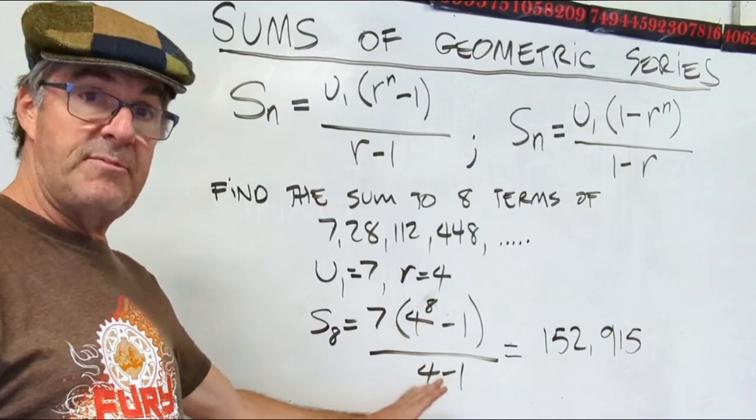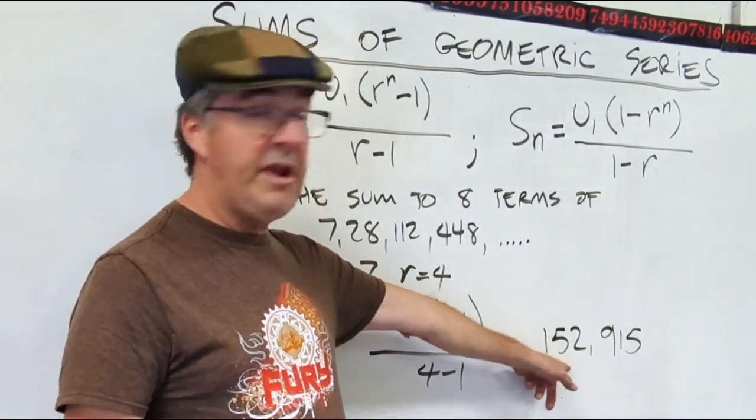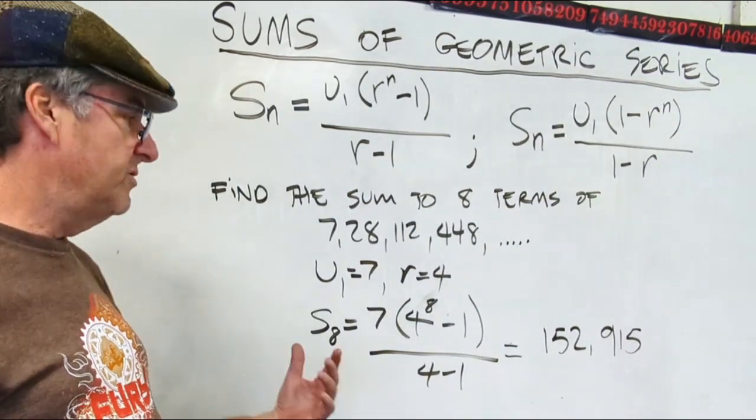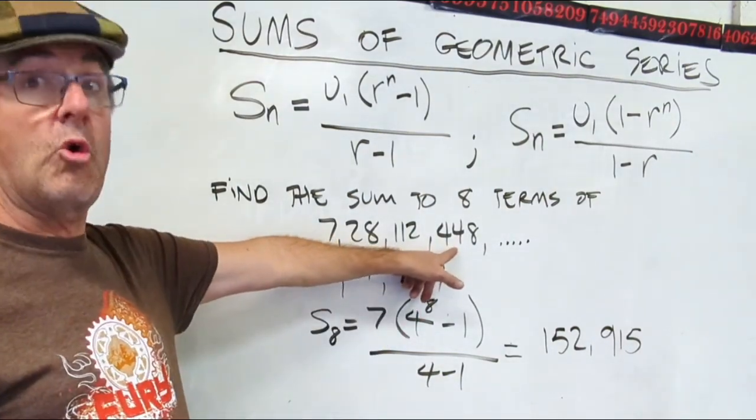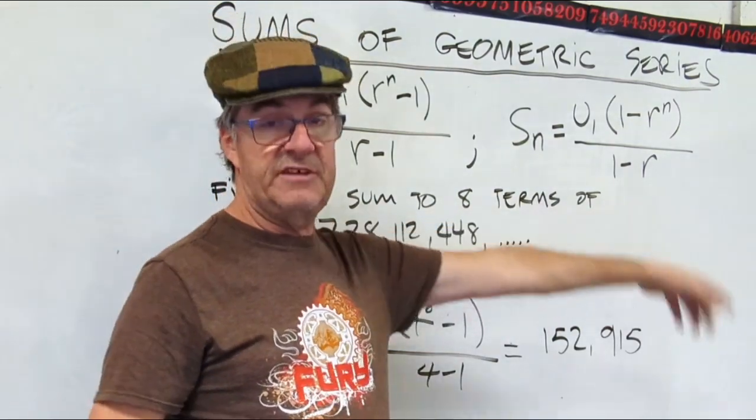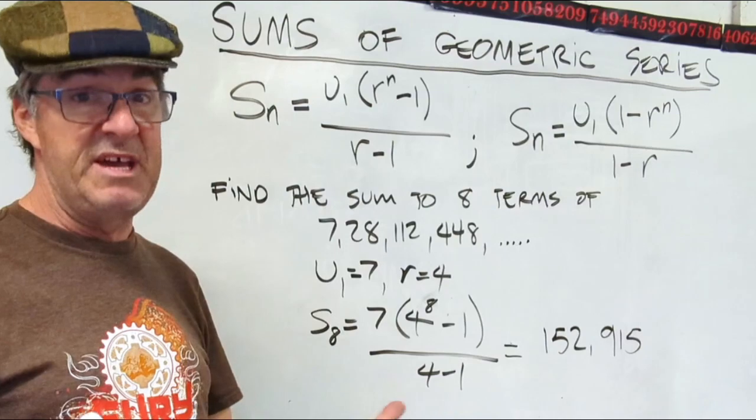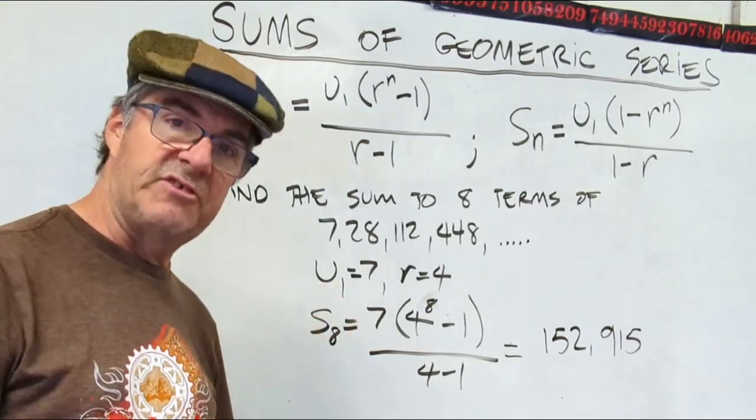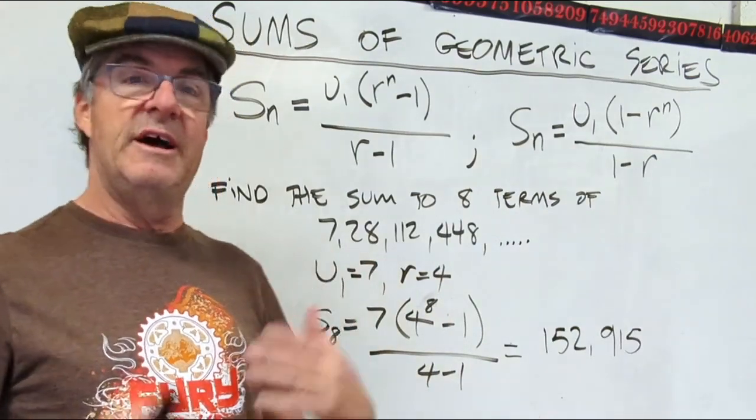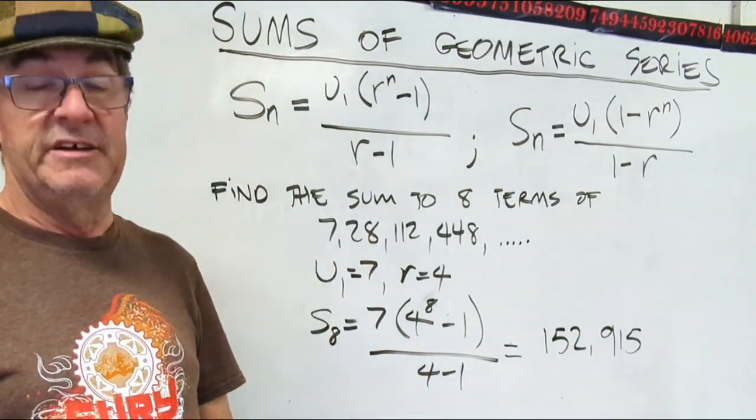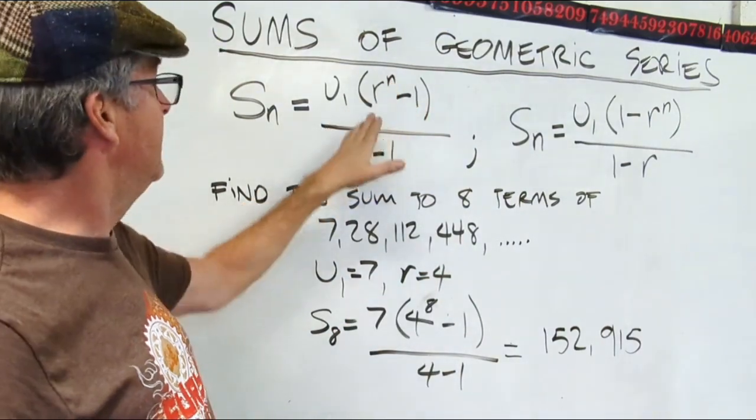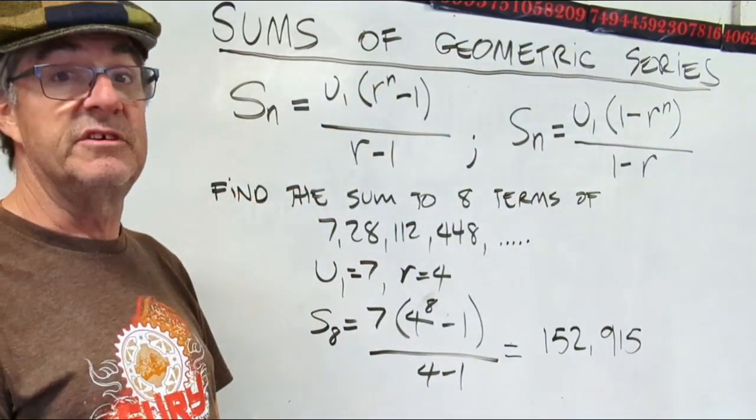When I crunch the numbers, pop them in my calculator, this is what I get: 152,915. Now that's a big number, but when you think about it, these things are growing quite quick. We're multiplying each one by 4, so the successive terms are going to start getting really, really big. And that's what we mean when this is a geometric sequence. The terms grow geometrically, or another way to say that is exponentially. And remember, exponential equations have their variables in the exponents.